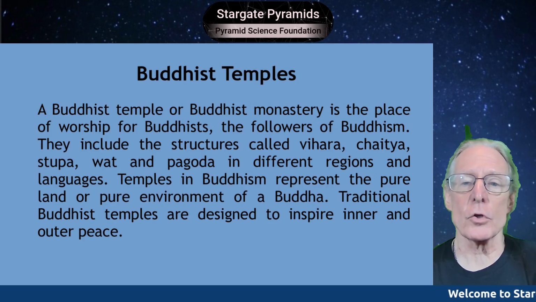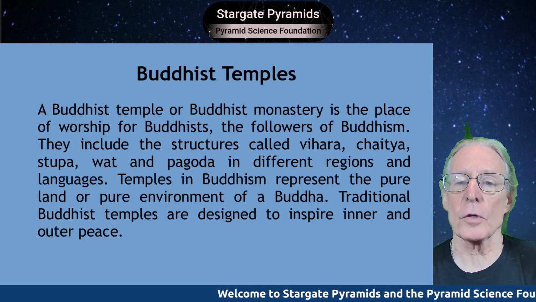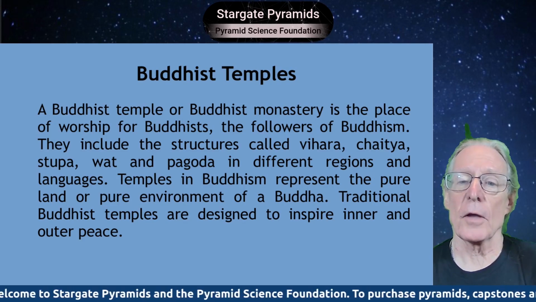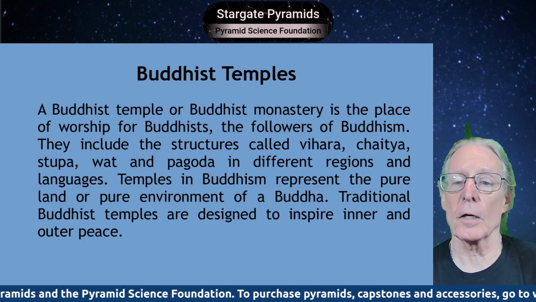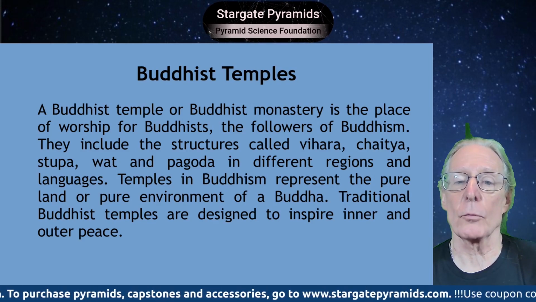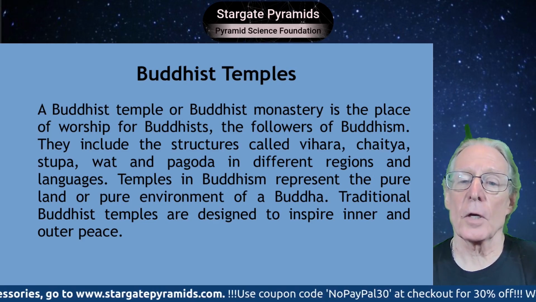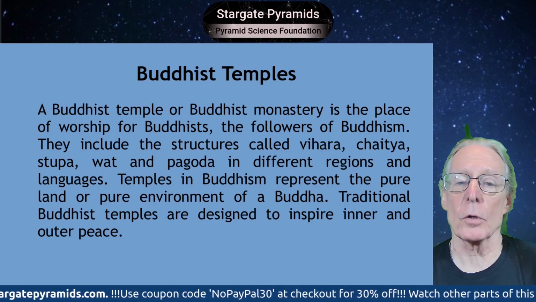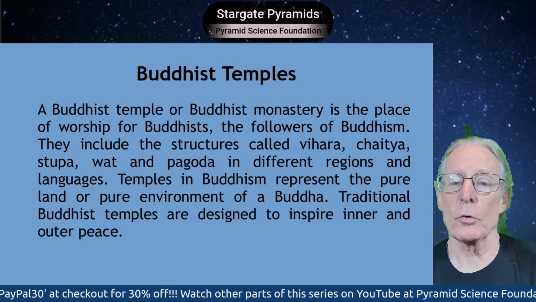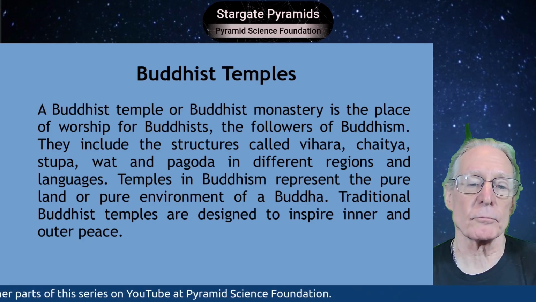Now let's move on to the Buddhist temples. Just a brief description. A Buddhist temple or monastery is the place of worship for Buddhists. They include structures called a vihara, chaitya, stupa, wat, and pagoda in different regions and languages around the world. Temples in Buddhism represent the pure land or pure environment of a Buddha. Traditional Buddhist temples are designed to inspire inner and outer peace.